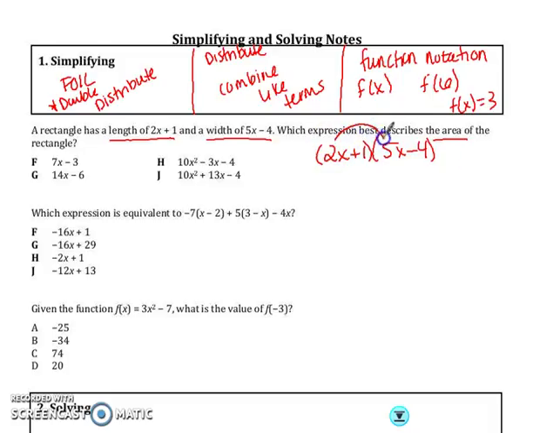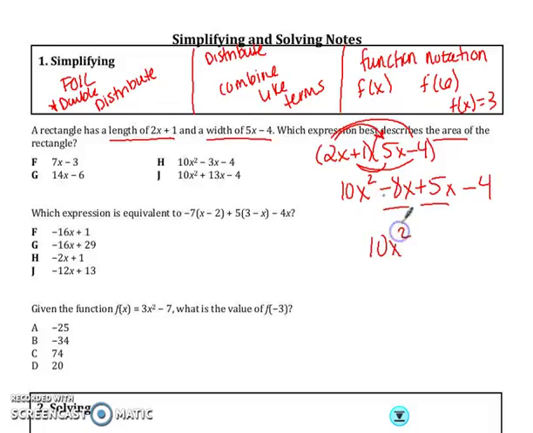So 2x times 5, that's 10x squared. 2x times negative 4 is negative 8x. And then we distribute 1 times 5 is plus 5x. And then 1 times negative 4 is negative 4. And then I just combine these like terms here, negative 8x plus 5x. So 10x squared. Negative 8 plus 5 in your head or in the calculator would be a negative 3x. And then minus 4.